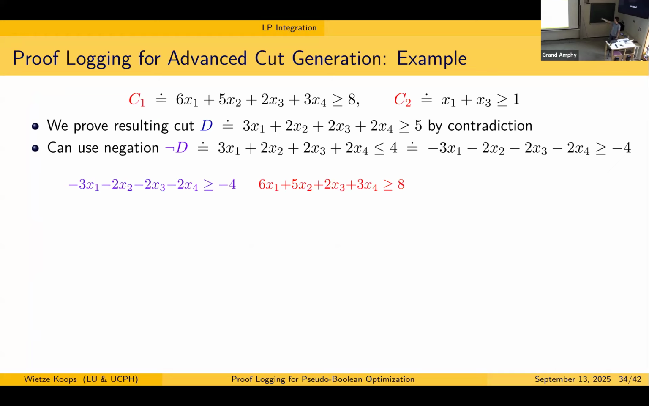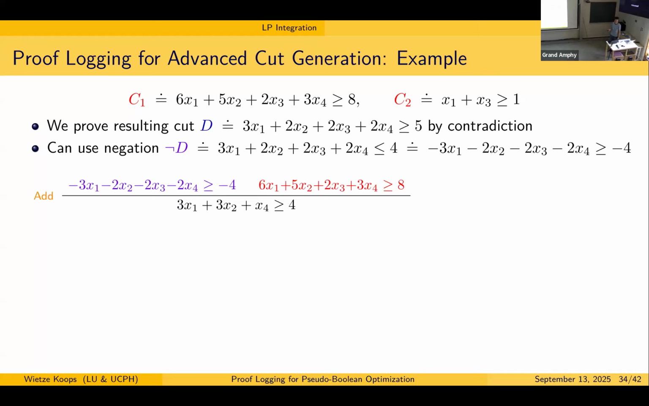So we have our two constraints. Now we're going to use in the proof logging that we already know what the result is of our constraint. So we have our cut, and we're going to use its negation. And then we're going to do a derivation. So first we're going to add the constraint C1. Then we get this constraint.